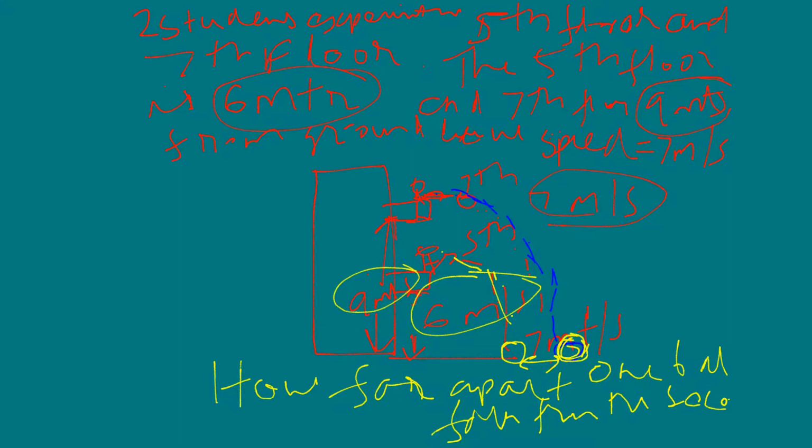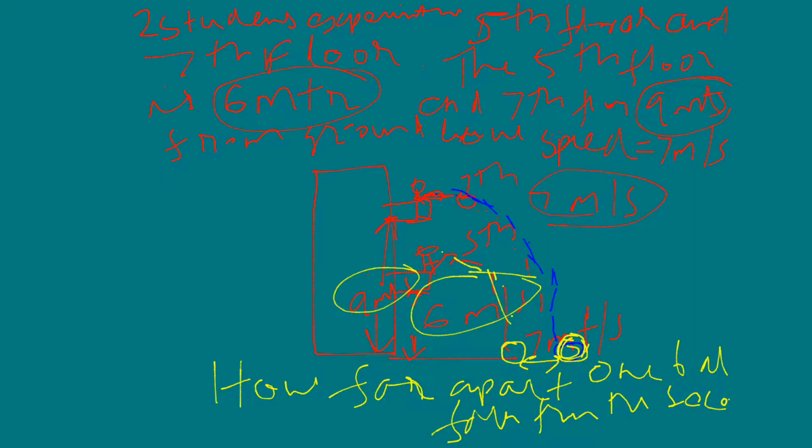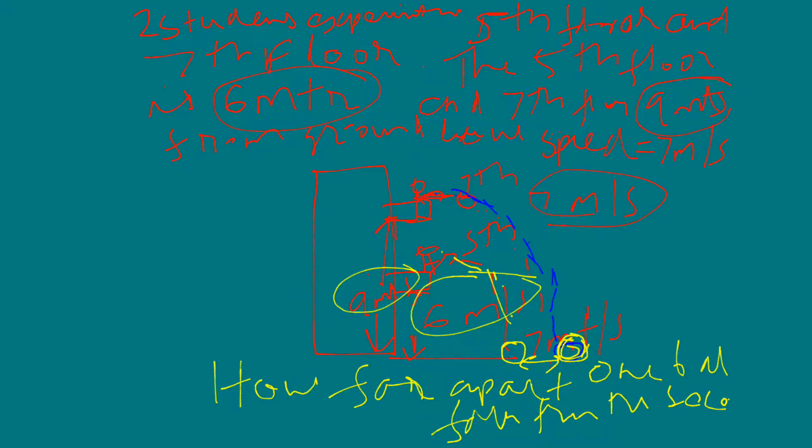As we know very well, we will write down the parameters here. We will use all these values we have written here. In the question we got 6 meters and 9 meters. First of all we will take the first ball from the 5th floor, and then the ball from the 7th floor also.